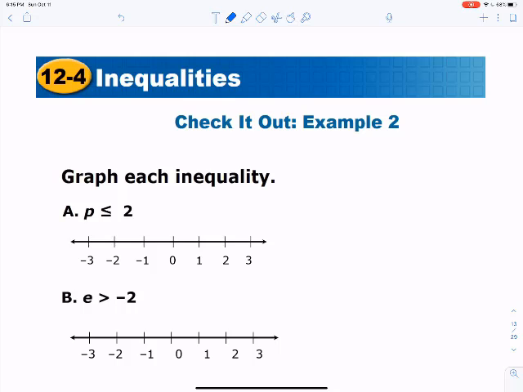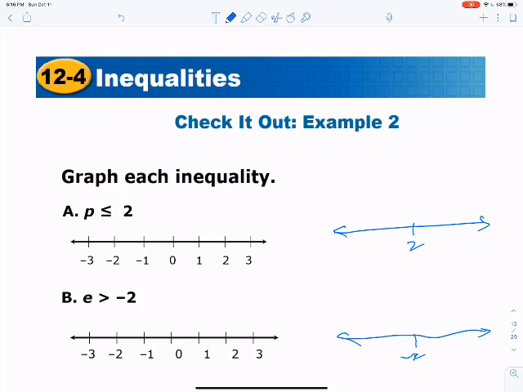Okay. So it says graph each inequality. A, p is less than or equal to 2. And then B says e is greater than negative 2. So what I'd like for you to do on your paper is please draw a graph, just like this right here. And what we're going to do is we're going to put a 2 right in the middle of it. This is what we call a quick graph. And the bottom one, we're going to draw a graph, and right here in the middle, I'm going to put a negative 2.